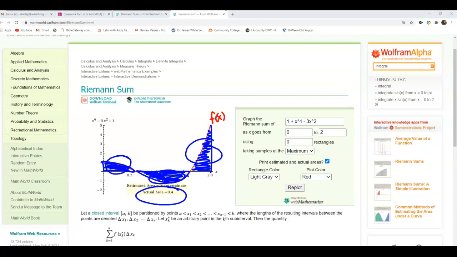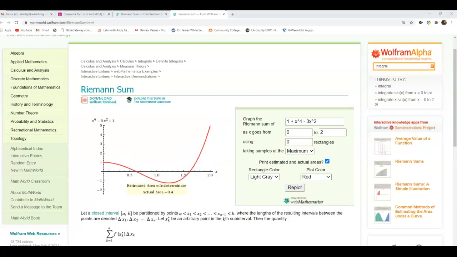Okay, but what we've been doing for the past 2 days is estimating area under the curve with rectangles. So let's say I wanted to break this interval up into, like, let's say 6 rectangles. All right, so this is a left-hand Riemann sum. I'm using left-handed rectangles, and 6 of them. And as you can see, the estimated area is about 2. The actual area is about 0.4. That's not a very good estimation.